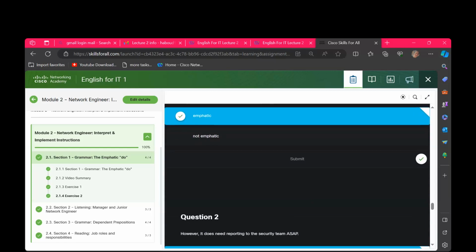However, it does need reporting to the security team as soon as possible. What do you think? Is it emphatic or not emphatic?